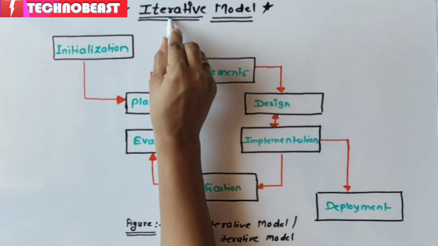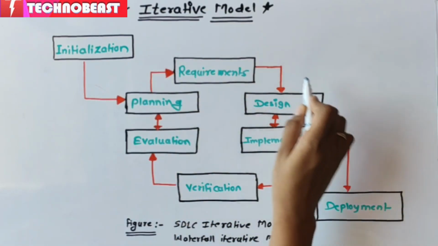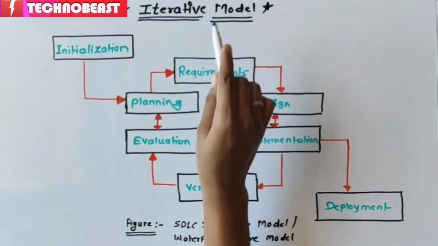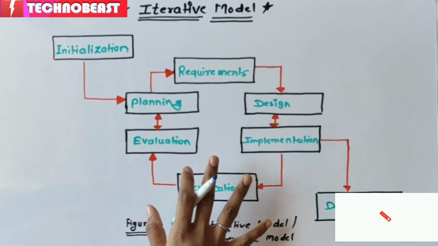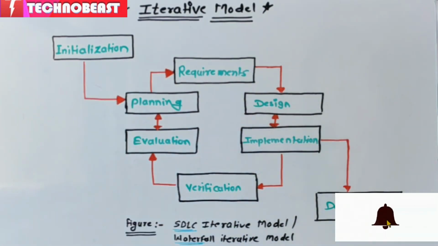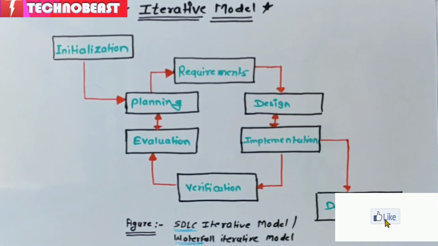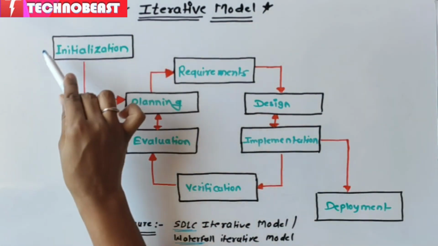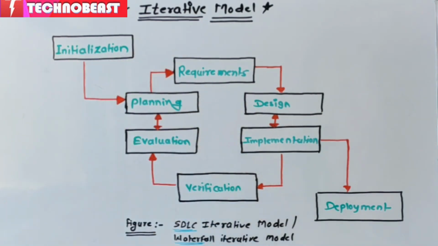Okay, so we are going to see the iterative model in detail, but this is the whole diagram which represents the iterative model. We also call it the SDLC iterative model or waterfall iterative model. These are all the phases which are done inside the iterative model, in which the first phase is initialization. Whatever the initialization phase does will directly go to the planning phase.